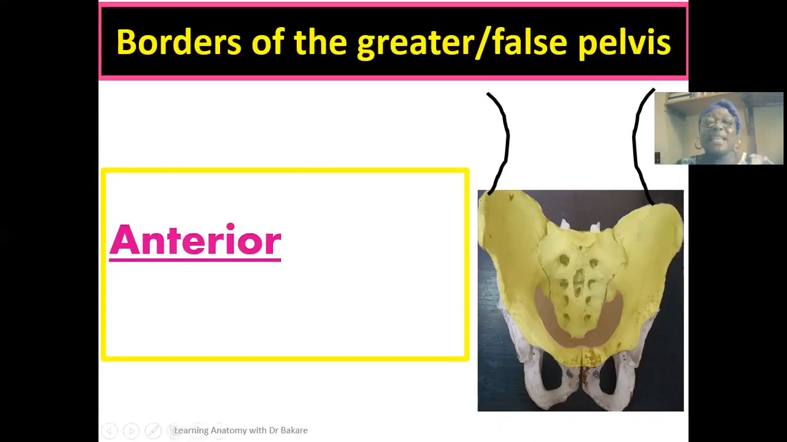So let's take each of the borders of the greater or false pelvis one after the other to see the structures that limit this space. Considering this image by the side, this is where we have the pelvic inlet or the pelvic brim. This is what marks the inferior limit of the greater pelvis or the false pelvis. And this region carved out here in blue is where we have the greater pelvis.